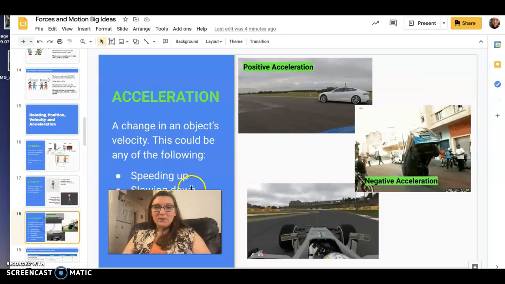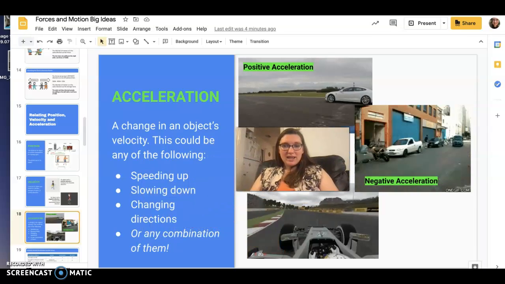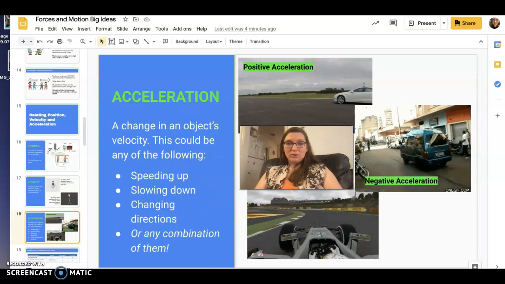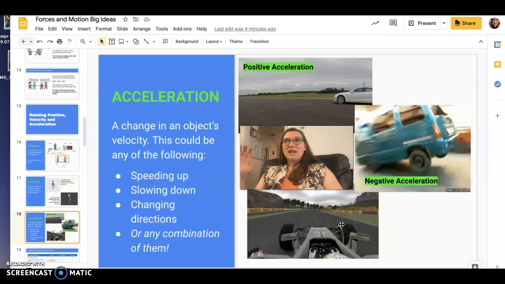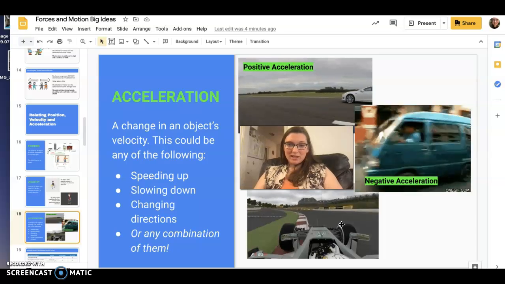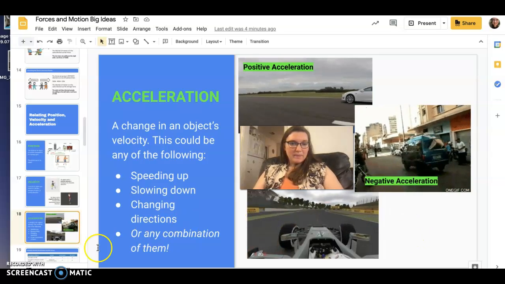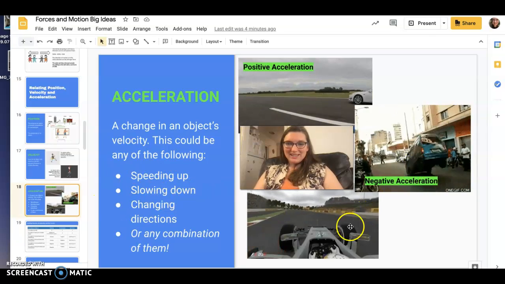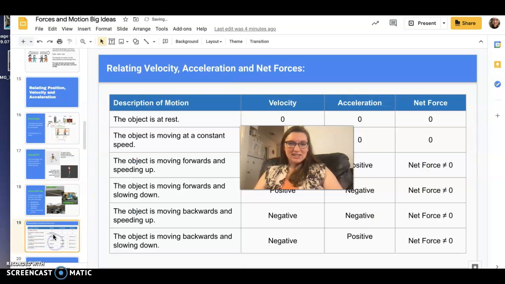And then acceleration is a speeding up, a slowing down, or a change of directions. All of those are forms of acceleration because it's moving faster and faster in a certain direction towards that unbalanced force. So speeding up, slowing down, or changing directions.